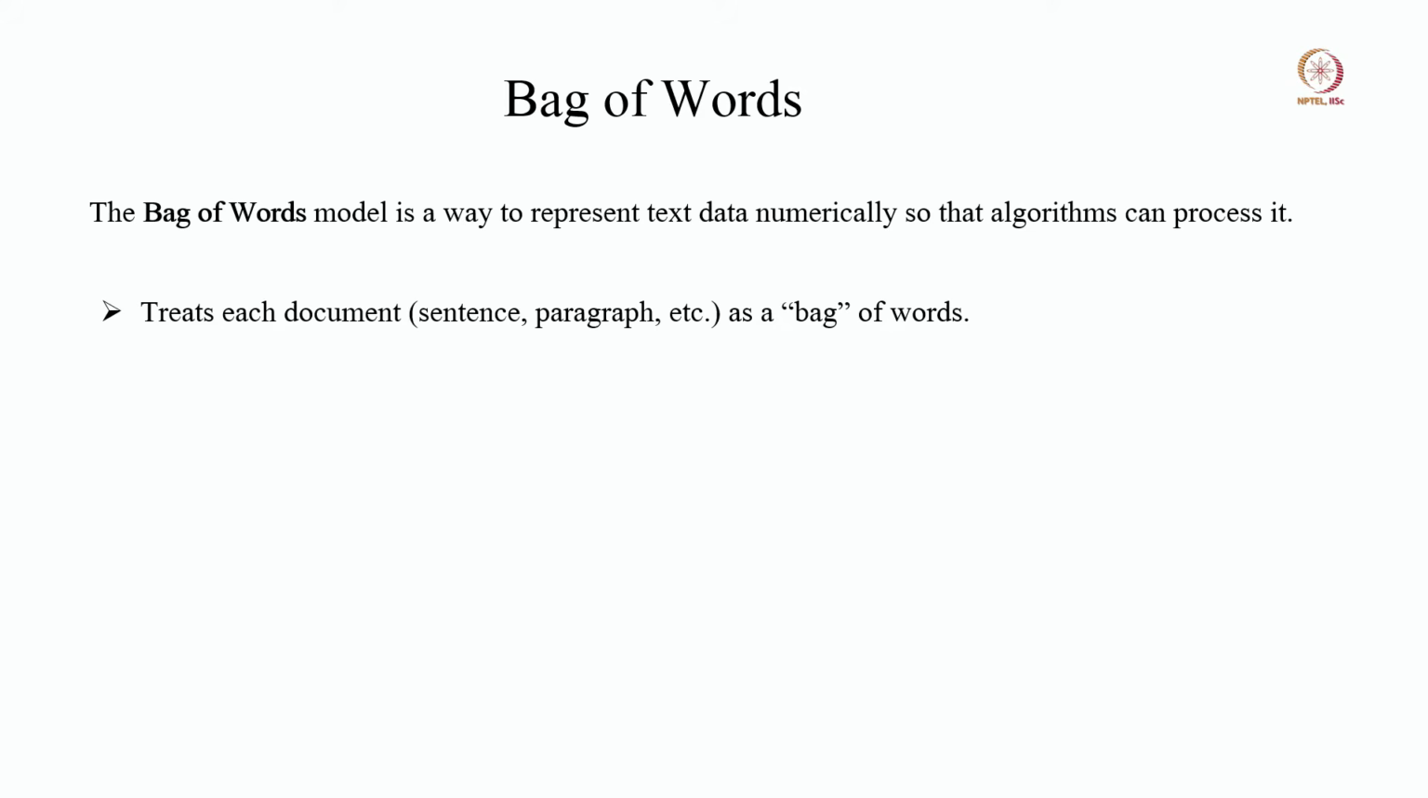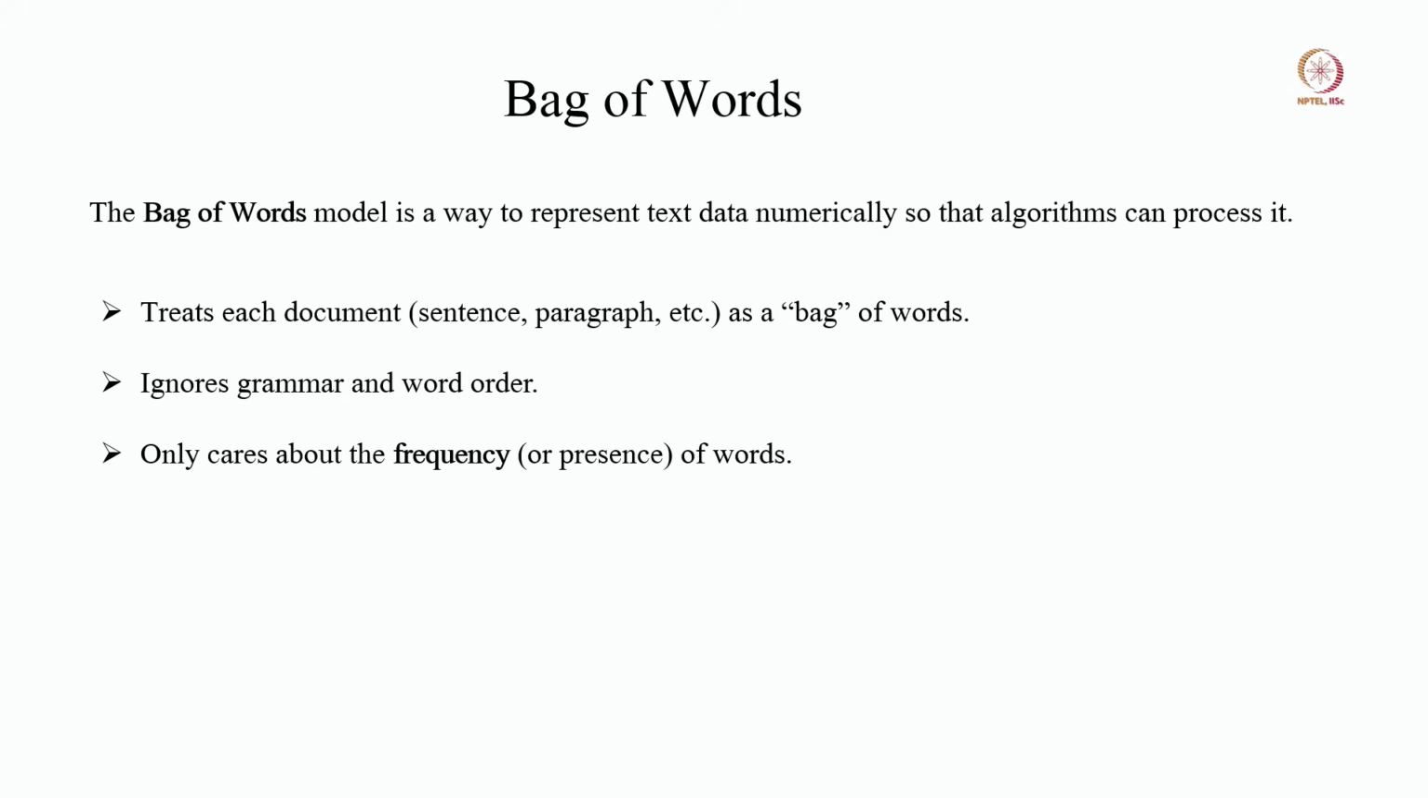So, you have a document. That document contains say 100 words or 200 words. That collection of words is called the bag of words. So, each document is treated as a separate bag of words. Okay. It ignores the grammar and word order, but if the word order is ignored, the meaning is not conveyed properly, that we will see later. So, it does not take the grammar and word order into consideration. It only cares about the frequency or the presence of a word.